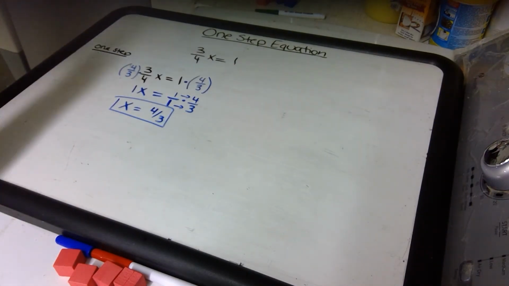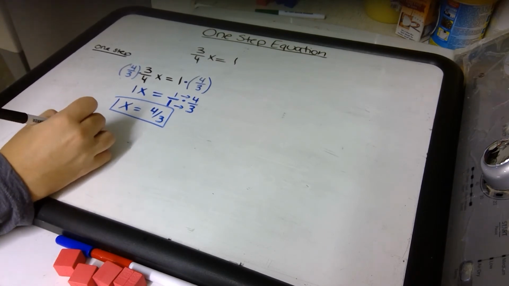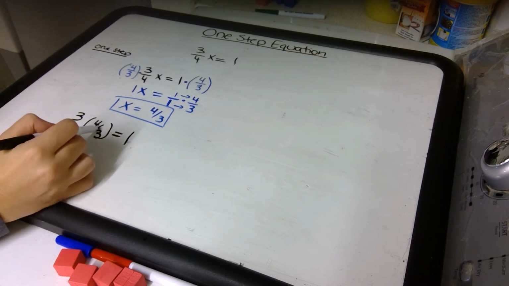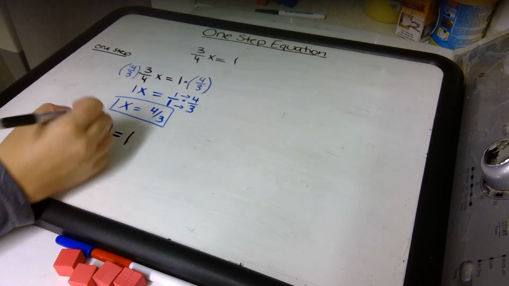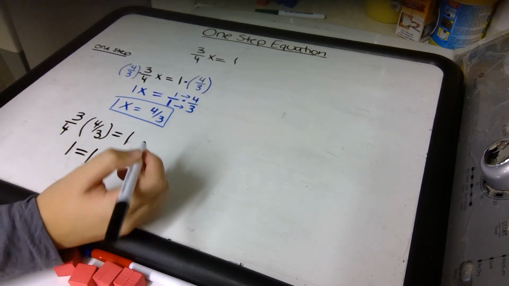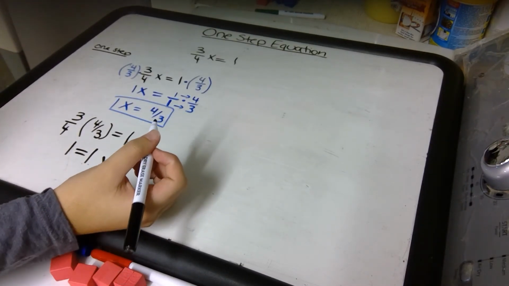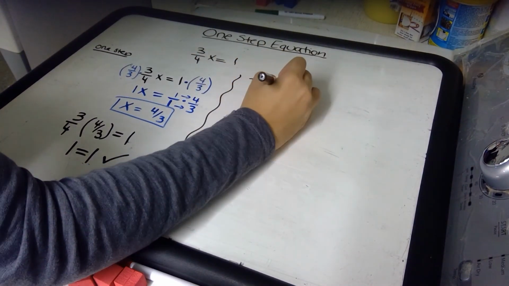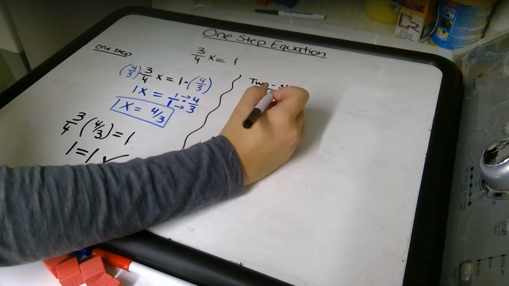Now we have to check. Plug it in. So we got 3 over 4, plug in 4 over 3. Does that equal 1? Remember, these are the reciprocals of each other. So we know that that becomes 1 equals 1. Since our answer is correct, then our solution is correct. Now this is 2 steps, which we will be learning tomorrow. How to solve 2 steps.